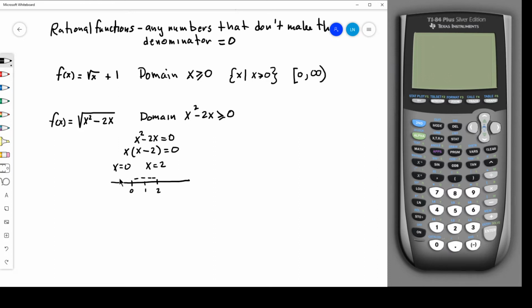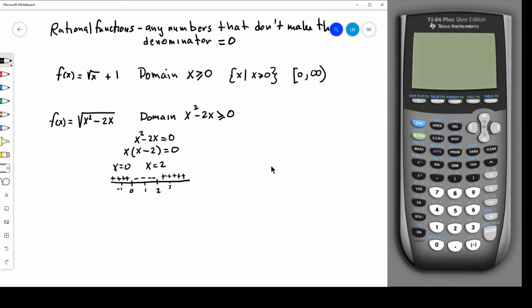And if I put, let's say, 3 over on this side, say I pick 3 over here, I put 3 in here, I get 3. I put 3 in here, I get 1. 3 times 1 is 3, so that's positive. So I'm positive on this side. If I take a negative 1 on this side, and I put it in, I get negative 1 here. I put a negative 1 here, I get negative 3. A negative times a negative is a positive. So we get our little sign line here.